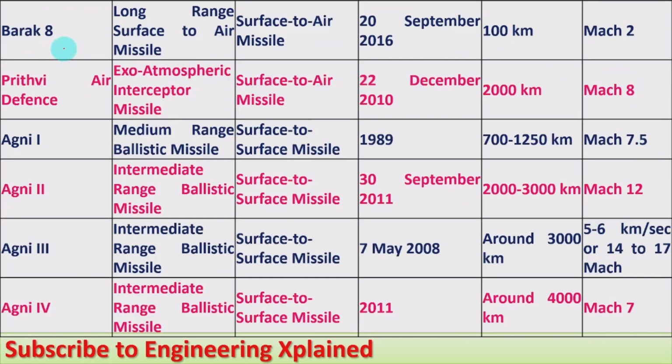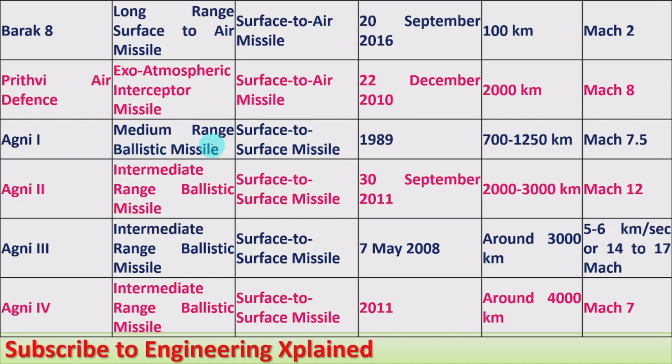Next one is Barak 8, long range surface to air missile. Surface to air missile, it is launched on 20th September 2016. Range is 100 km. The speed is Mach 2. Prithvi Air Defence, exo-atmospheric interceptor missile. Surface to air missile, it is launched on 22nd December 2010. Range is 2000 km and speed is Mach 8, somewhat higher.